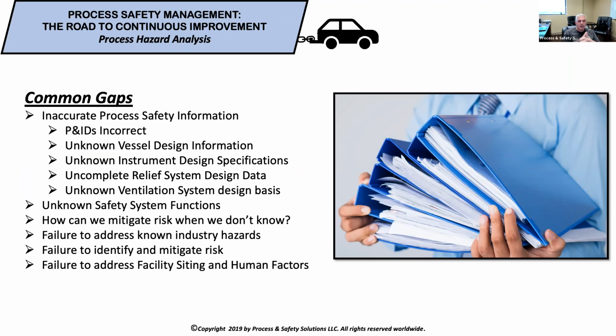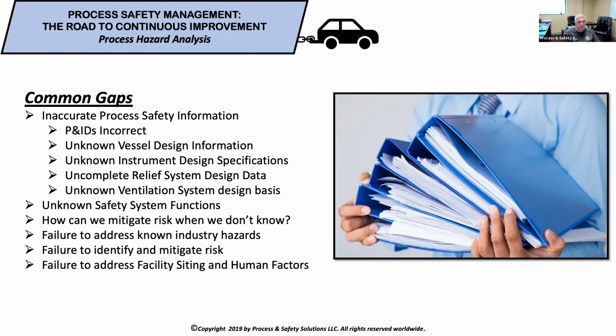The next thing is unknown safety, and maybe it's how to mitigate the risk when we don't know. So how do you mitigate risk if you don't know how systems work? And then failure to address known industry hazards. Depending on your industry, there have been incidents in just about every industry that's covered by process safety management regulations. It's doing the research to find out some of those root causes.